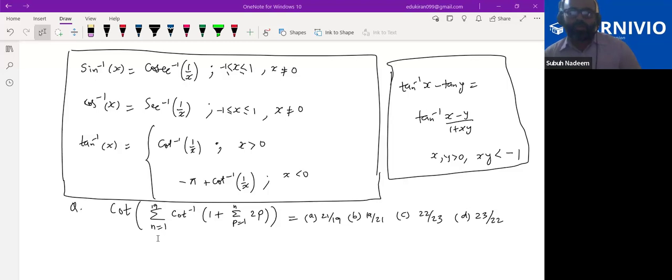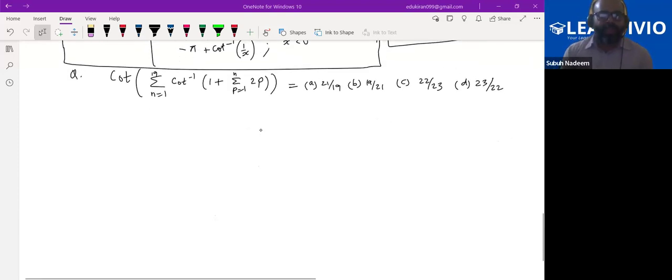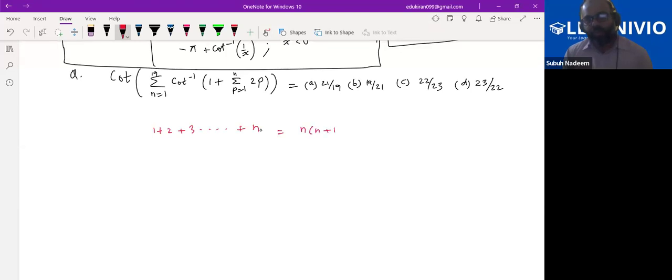And one more formula you need to know, that is not from inverse trigonometry, and it is a very important formula of sequence and series: if we have the sum of first n natural numbers, 1, 2, 3 till n, it is n into n plus 1 by 2. This will also be used here.